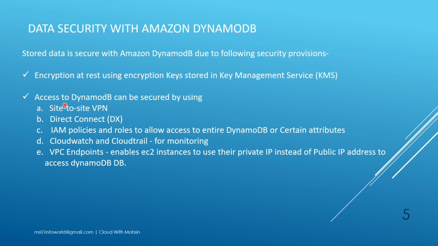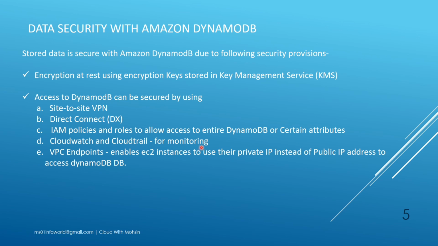Then we can also secure the way DynamoDB can be accessed. So we can use Site-to-Site VPN and Direct Connect. I'm sure these are services we have not discussed so far, but the Site-to-Site VPN is where we can create a tunnel so that only the end user can access the services at Amazon. The same is true about Direct Connect. Then IAM policies and roles. Here we can set permissions in such a way that we can access either the entire DynamoDB or only some of the attributes. So that way we can secure it.